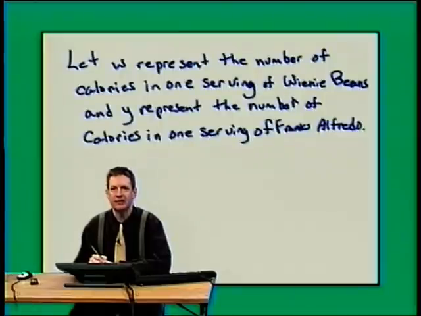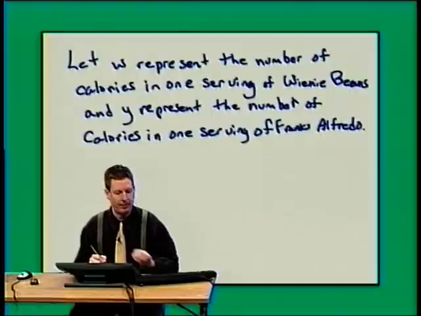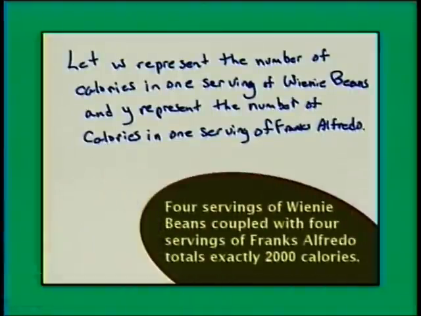Now we need two equations. Let's look at the information we were given in the problem. One of the things we were told is that four servings of Weenie Beans coupled with four servings of Frank's Alfredo totals exactly 2,000 calories. So if we take our four servings of Weenie Beans and multiply by the fact that there are W calories per serving in Weenie Beans, and we add our four servings of Frank's Alfredo and multiply by the fact that there are Y calories per serving in Frank's Alfredo, this is going to total 2,000 calories.